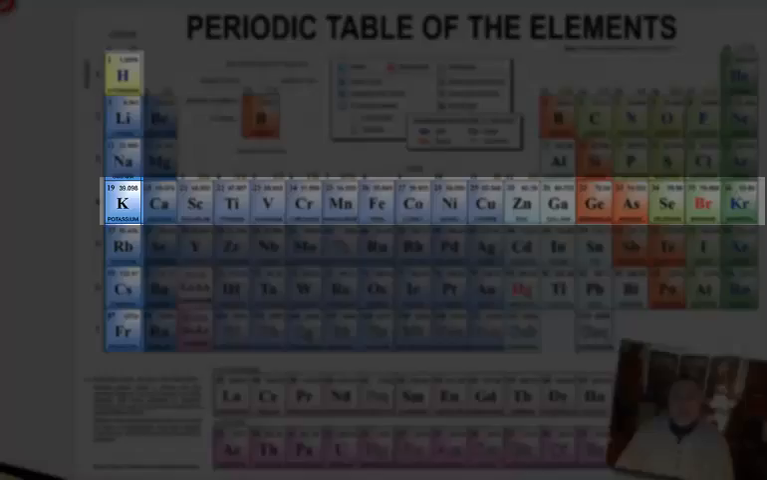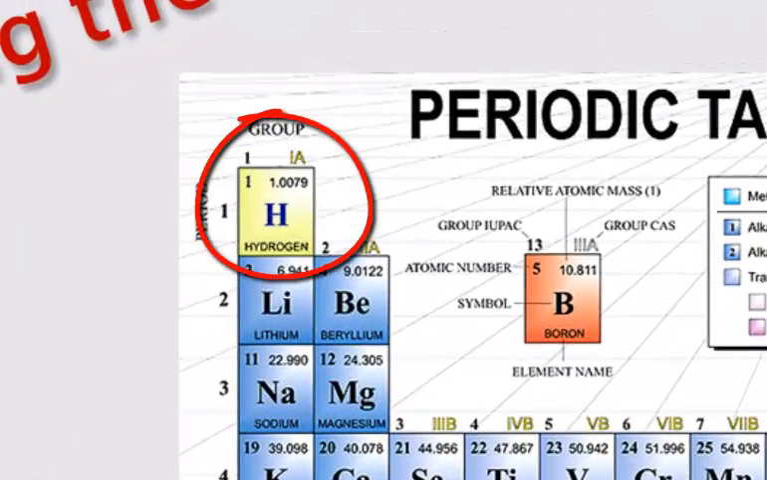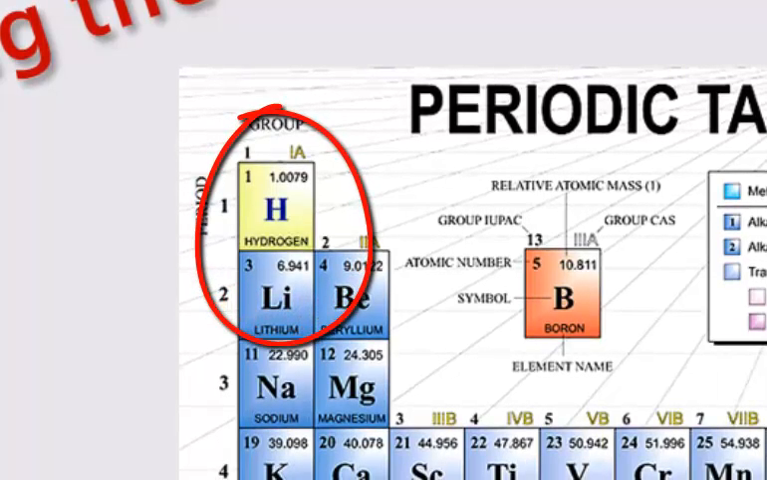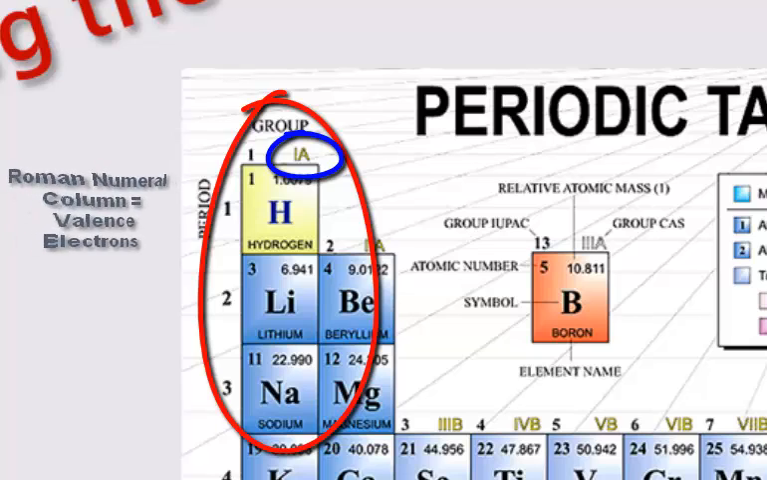Now go back to what our examples were. Look at hydrogen. Look at lithium. And take a look at sodium. How many valence electrons did each of those elements have? If you recall, they had 1. Now what column is hydrogen, lithium, and sodium in? They're in column 1. So thus the column will tell us the number of valence electrons.